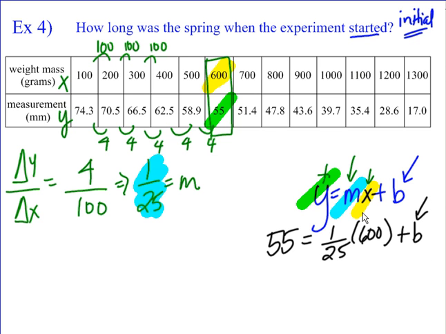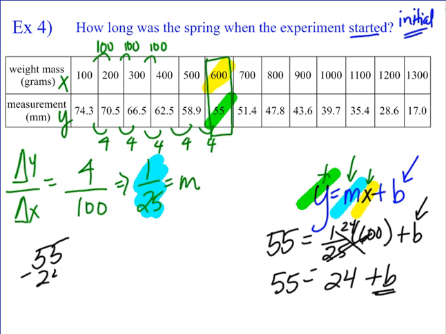Now, some people might be overwhelmed by 1/25th of 600, but if we think of 25 in terms of quarters, we know there's 4 quarters in $1, so in $6 there's 24. So this whole thing reduces down to 24. So let's write a cleaner equation. 55 equals 24 plus b. We need to figure out what we are going to add to 24 to get 55. The way we do that is we subtract 24 from 55 and we get 31.